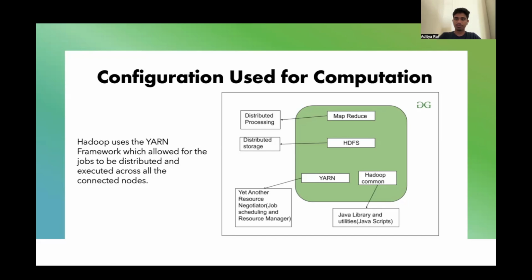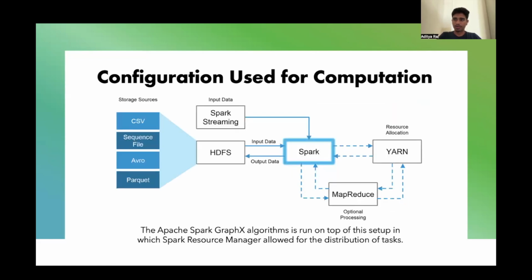Let's look at the framework which Hadoop uses to distribute the work, and that is Yarn. We didn't actually use this, but what Yarn does is it distributes whatever task is given to it into multiple processes and divides it to all the nodes in the cluster. We found a better alternative, which is Spark. Spark uses HDFS as a storage media. It takes in the data from HDFS, processes it, divides the work using its resource manager, and sends it back to HDFS using output data. We ran GraphX algorithms on Spark to enable multi-node computing.